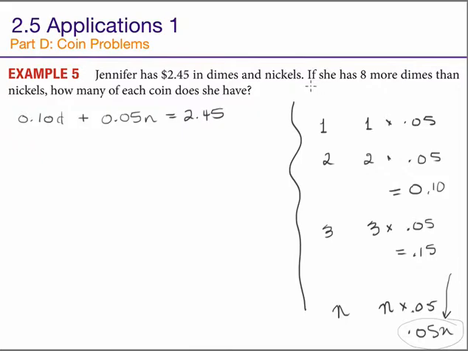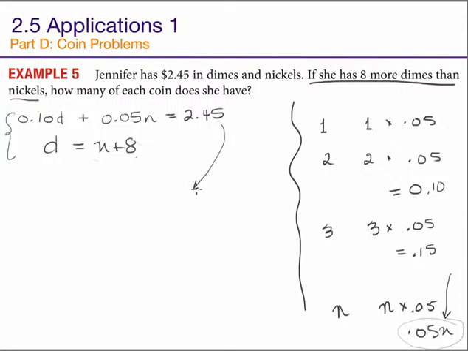There's something else we know about these coins. She has 8 more dimes than nickels. Translating that, I can say that the number of dimes that she has is 8 more than the number of nickels that she has. So now I have another sentence: D equals n plus 8. Here are my two sentences. Notice that D can be written as D, or it can be written as n plus 8.